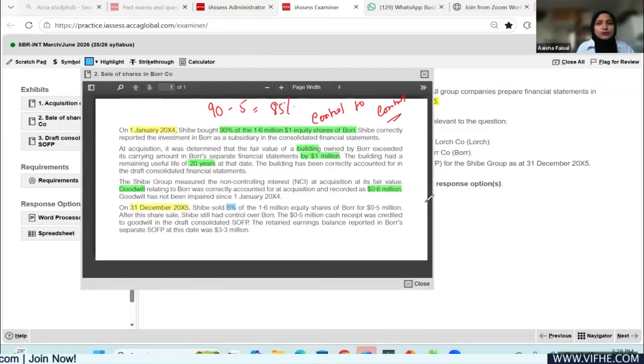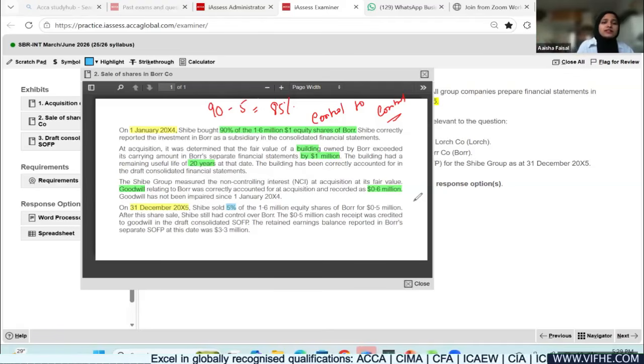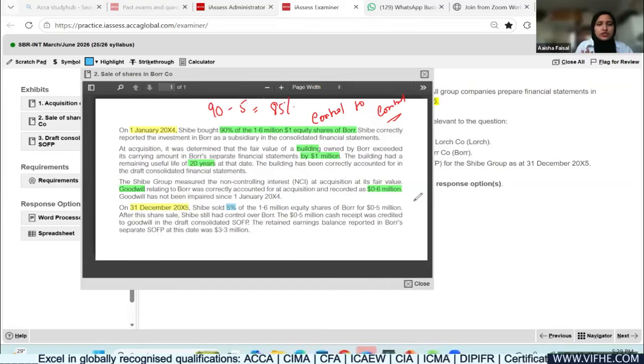In this case, do you find a gain on disposal? No, you don't find a gain on disposal. It's a positive or a negative movement in equity that you find, and there's no reporting of that positive or negative movement through P&L. It will get directly reported in the equity, mostly in the other components of equity. That's how you deal with a disposal or acquisition which is no change in control.